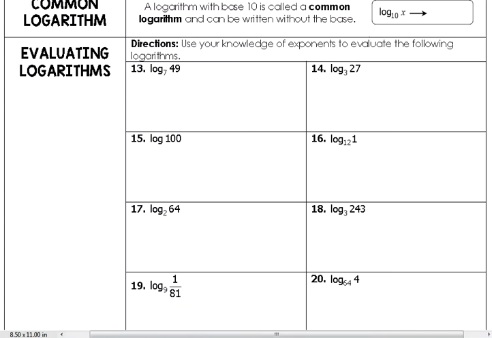Okay, so here we go. Common logarithm. A logarithm with base 10 is called a common logarithm, and we write it without the base. You will probably never see it written log base 10 of x. You will probably just see log of x. If you don't see a base, know that it's equal to 10.